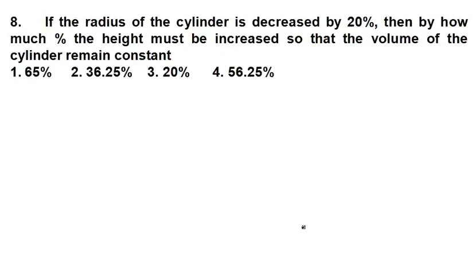If radius of a cylinder is decreased by 20%, then by how much percent the height must be increased so that the volume of the cylinder remains constant? Okay, good. So try it.